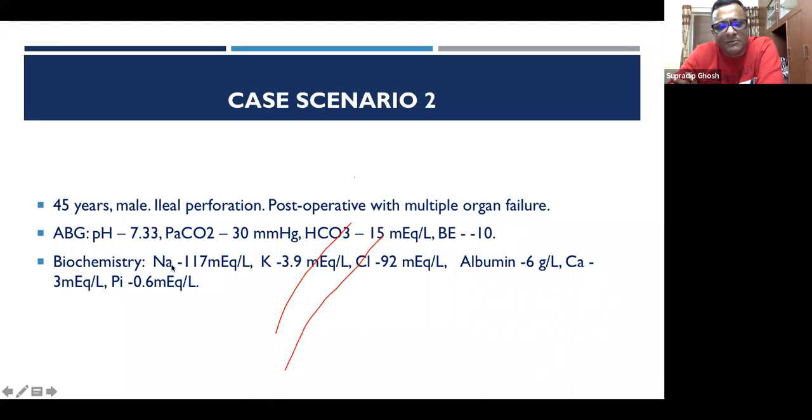Look at the sodium. Sodium is 117, which is pretty low. Low sodium means there is a metabolic acidosis. Look at the chloride. Chloride is 92. We need to correct it. Look at the albumin. Albumin is only 6 gram per liter, that means 0.6 gram per deciliter, which is significantly low. And this is a very common thing in critical care. Majority of our patients are hypoalbuminemic. Low albumin will produce metabolic alkalosis. So just by looking into the biochemistry, this patient has metabolic acidosis because of low sodium, and metabolic alkalosis because of the low albumin and low phosphate also.